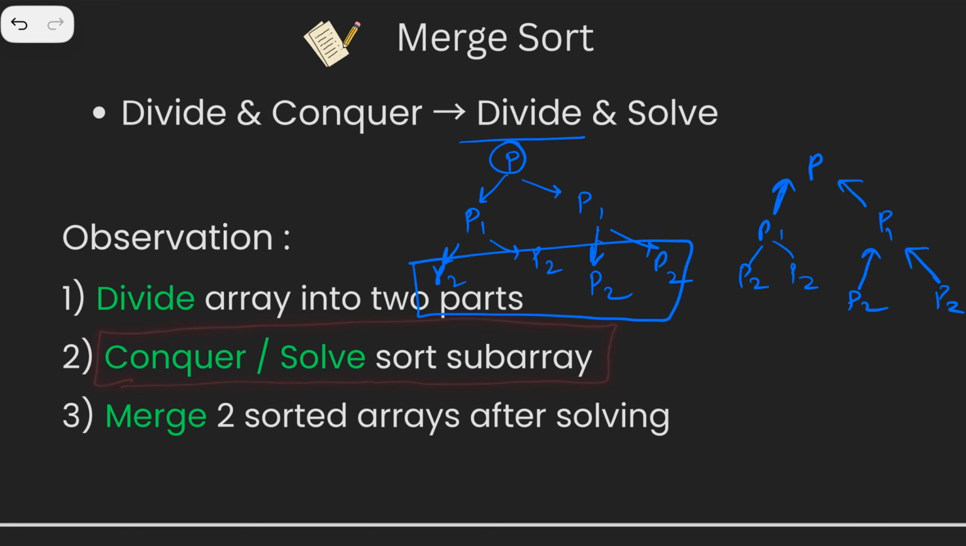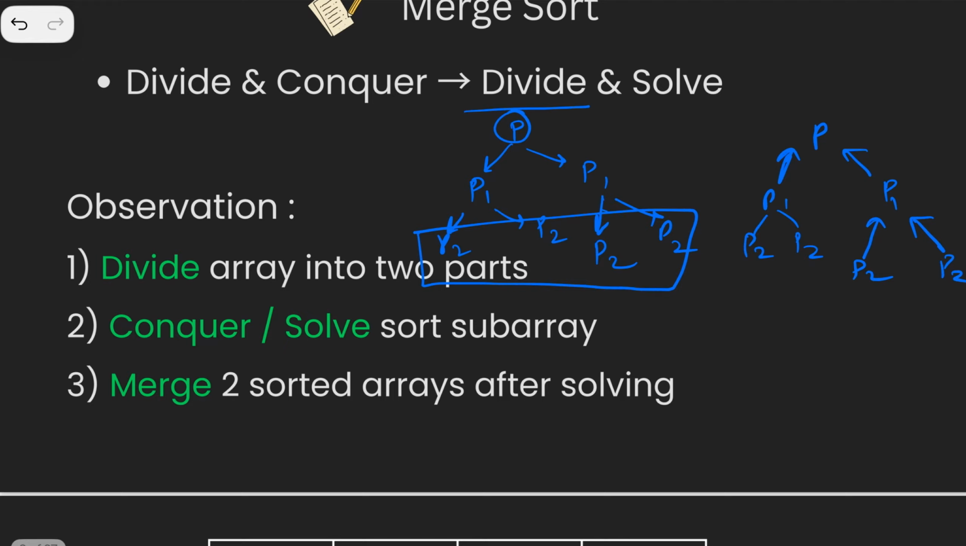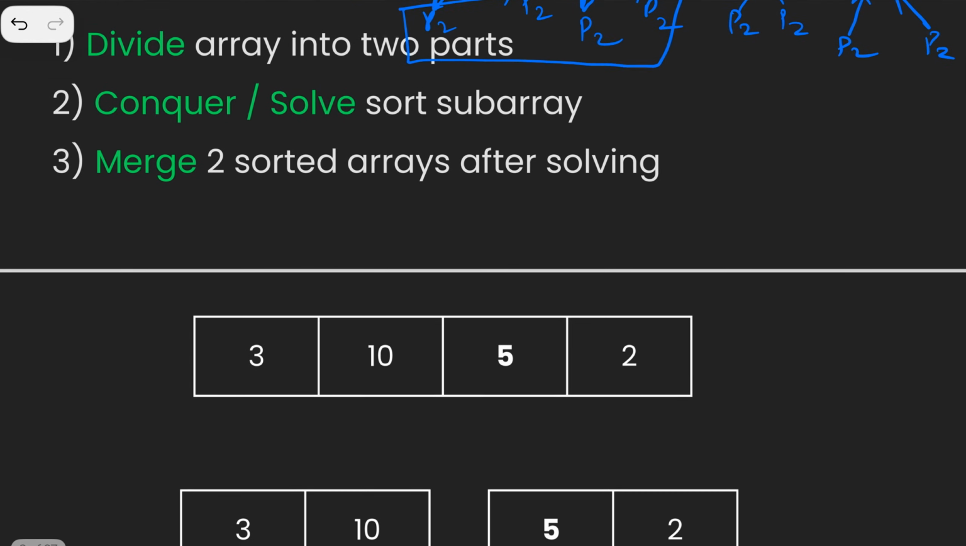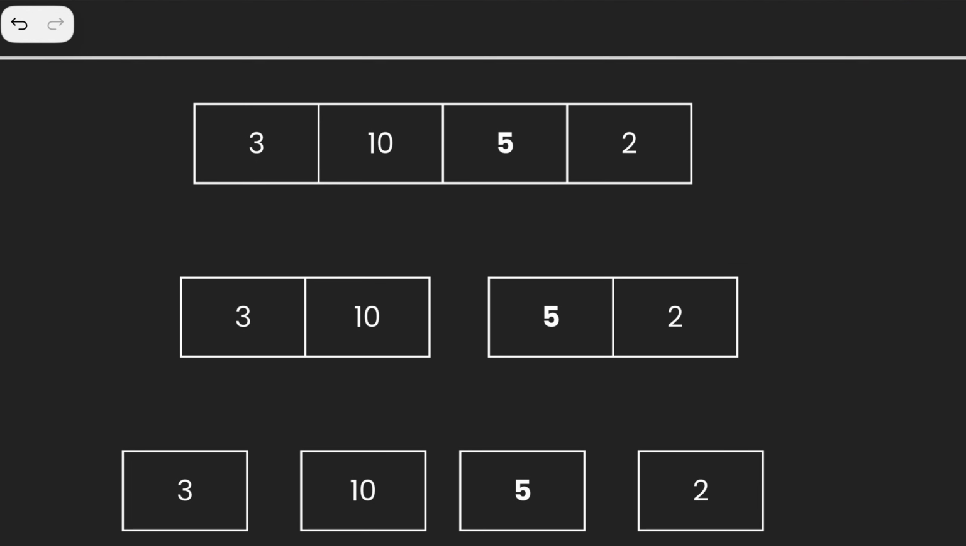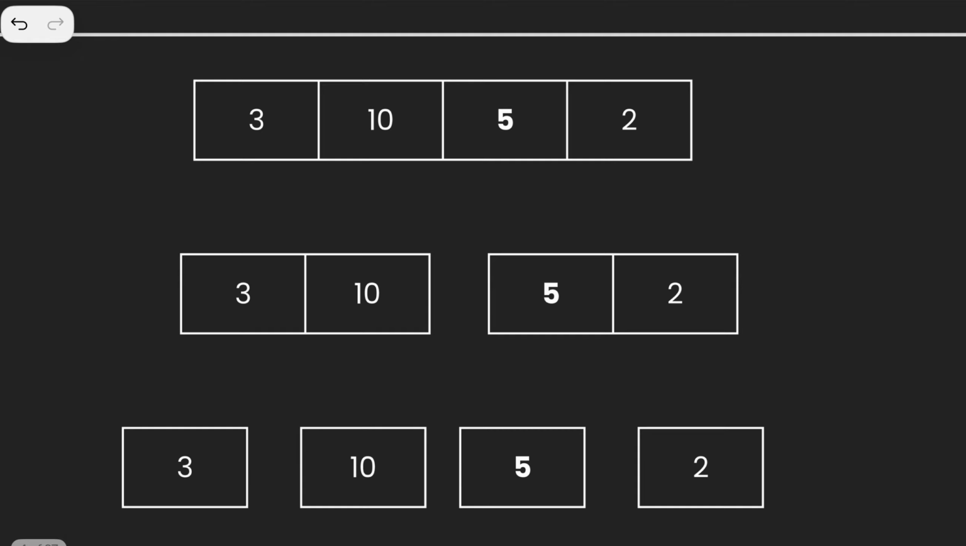What is the problem that we have? Given an unsorted array, we need to arrange the elements in such a way that ultimately you will get a sorted array. This will make much more sense to you once we take an example. So this is the input array that we have, 3, 10, 5 and 2. There is no order to it. Elements are pretty much random.